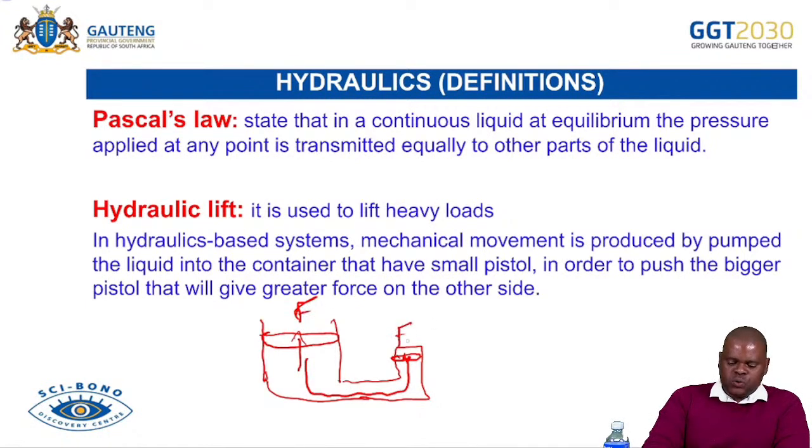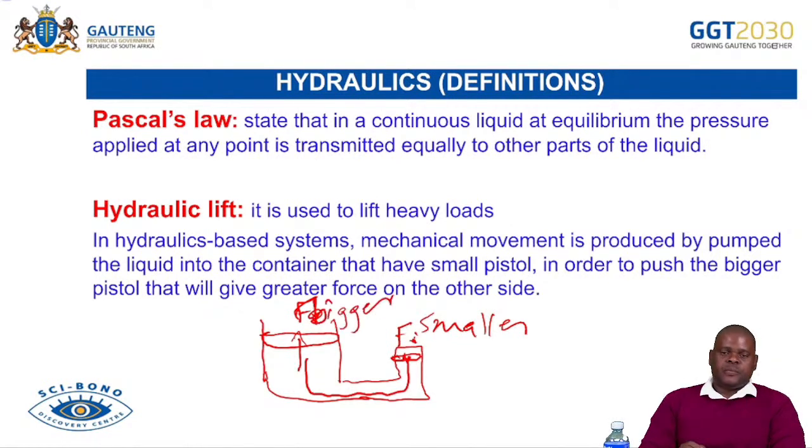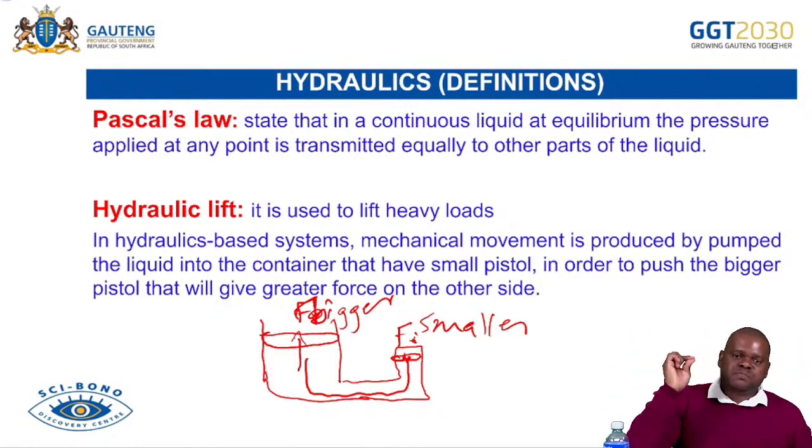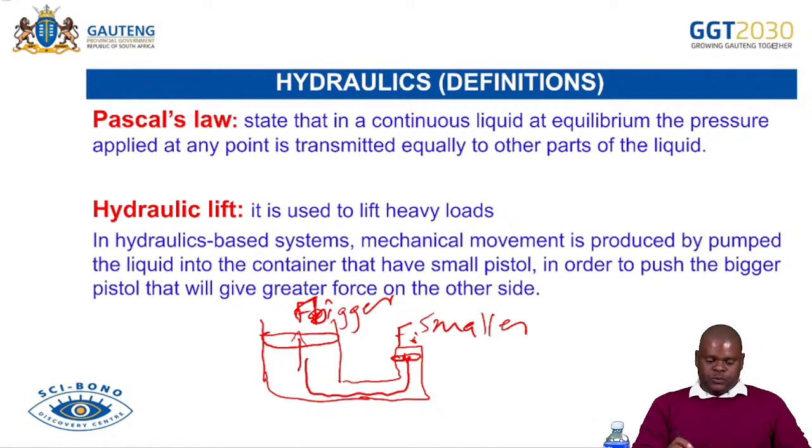That means the force that you use on this side is not going to be equal to the force that you'll get on this side. The force that you use here will be smaller, and the output force will be bigger. Are we together? The input force will be smaller. The output force will be bigger. That is why we are able to carry big things by applying a small force. Okay.